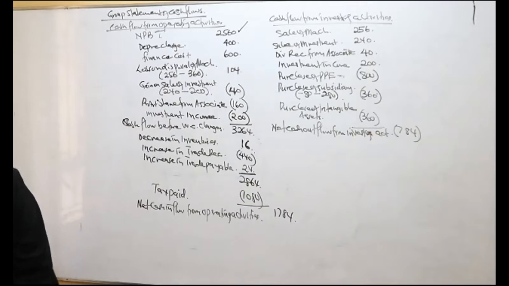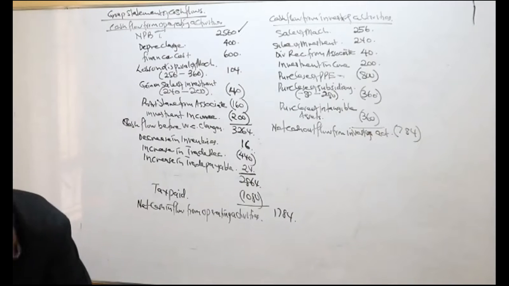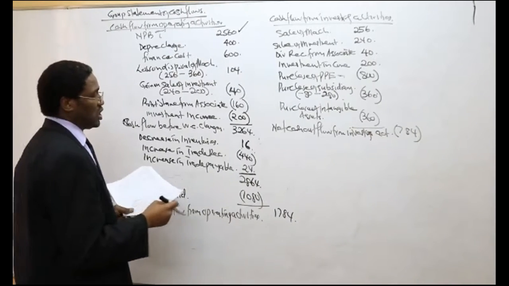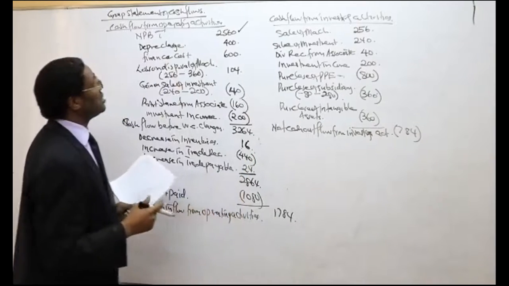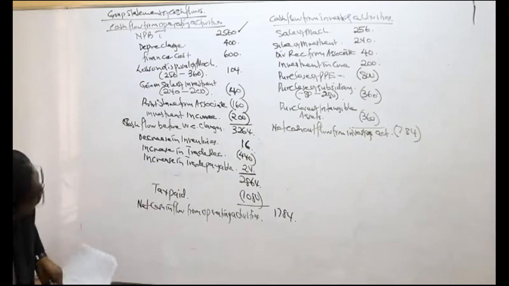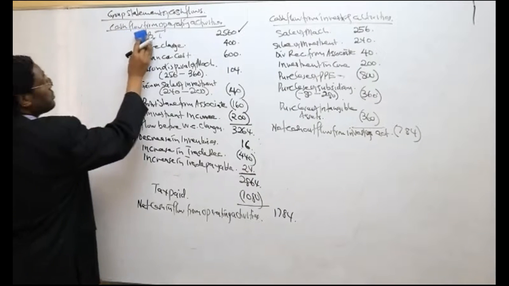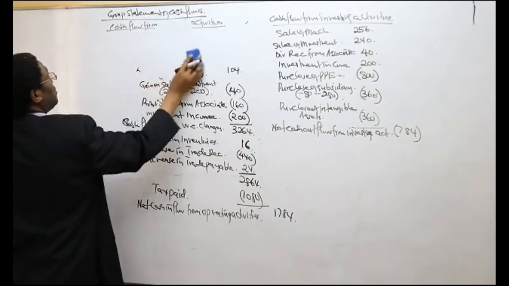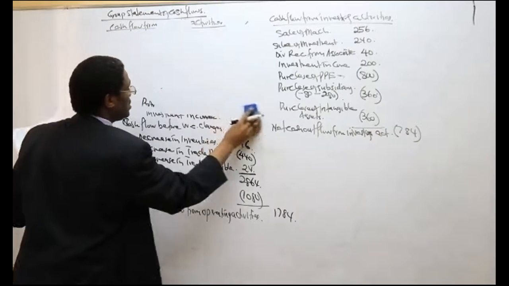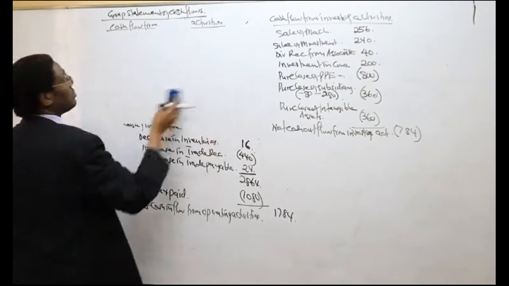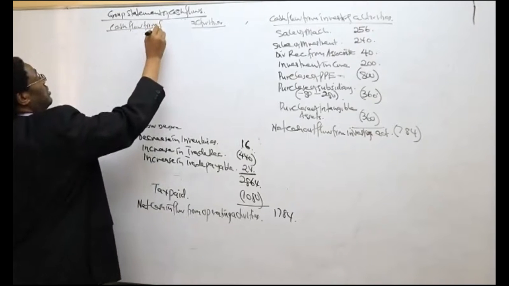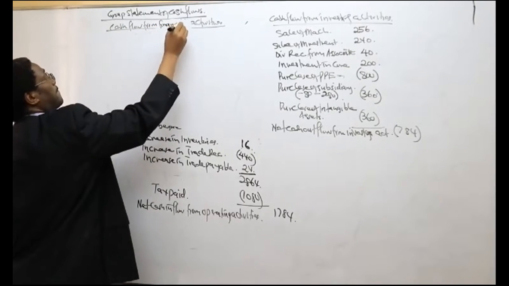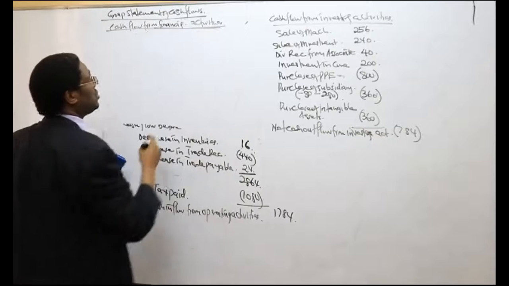We now go to the last category of cash flows, and that's what we call cash flow from financing activities. I don't have enough space. Let me come here. We want to come now to cash flow from financing activities. These ones are obvious.